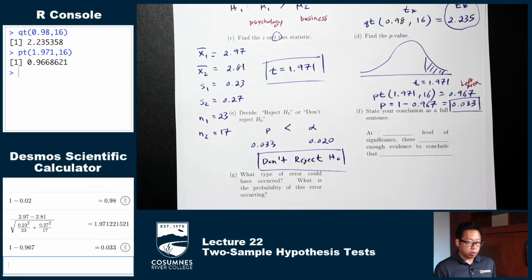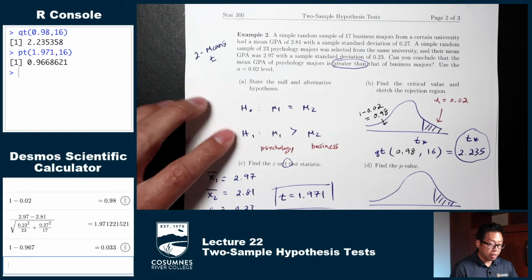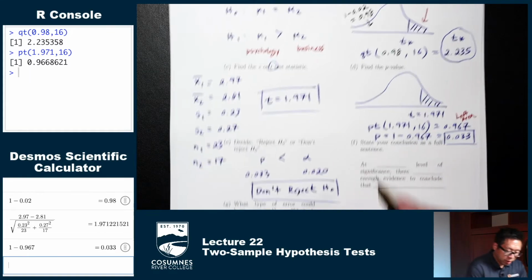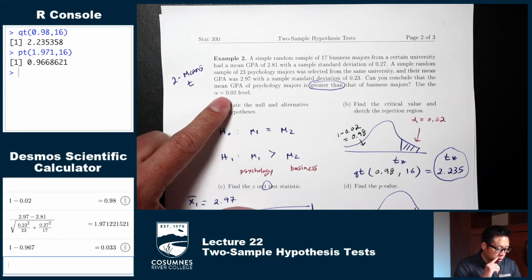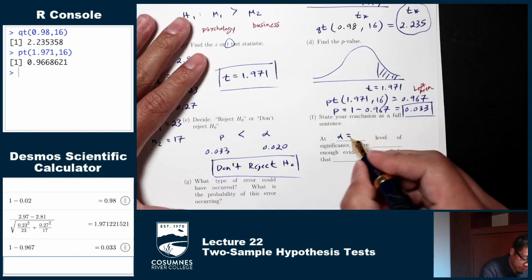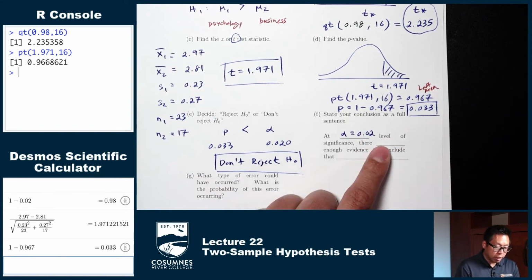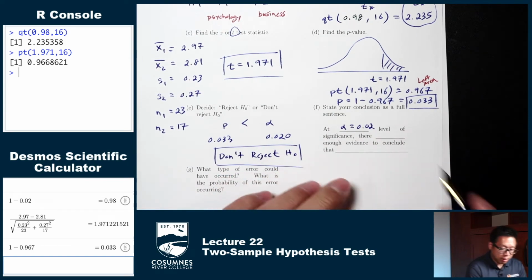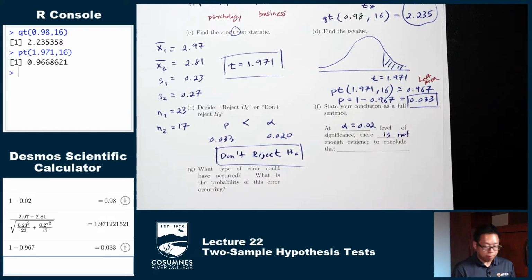And part F, our conclusion. So this sentence is really asking, can we conclude that H1 is true? State your significance level at alpha equals 0.02. Level of significance, there is or is not. So if you did not reject H0, there is not enough evidence to say that H1 is true.